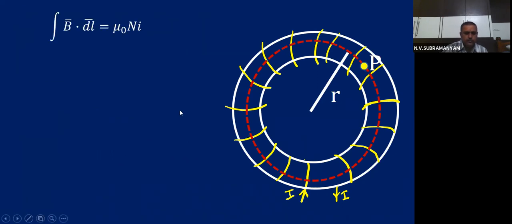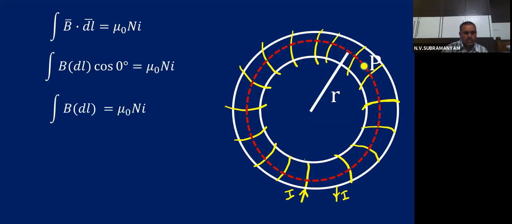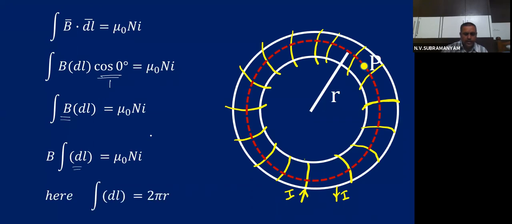Then what is cos 0, children? 1. So here the cos 0 value I am taking is how much? 1. So B dl into 1 is mu naught Ni. And B is constant everywhere, so I can write it outside. B into integral dl is equal to mu naught Ni. Okay, children? Or I will finally get, integral dl is what? L. Remember, I will write here. Integral dl is L. Yes or not?